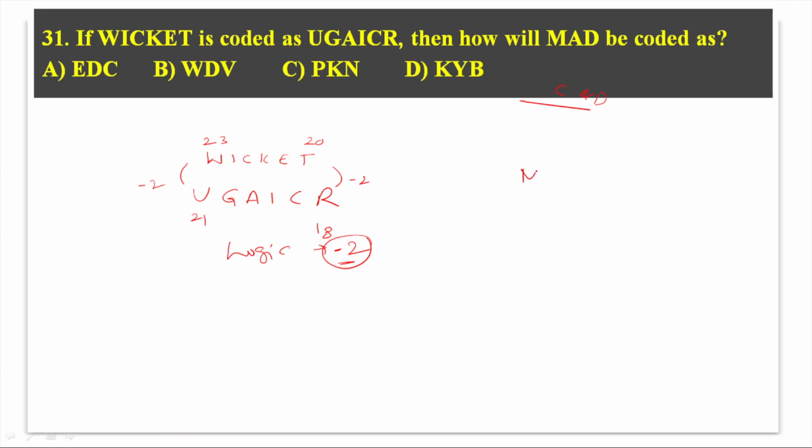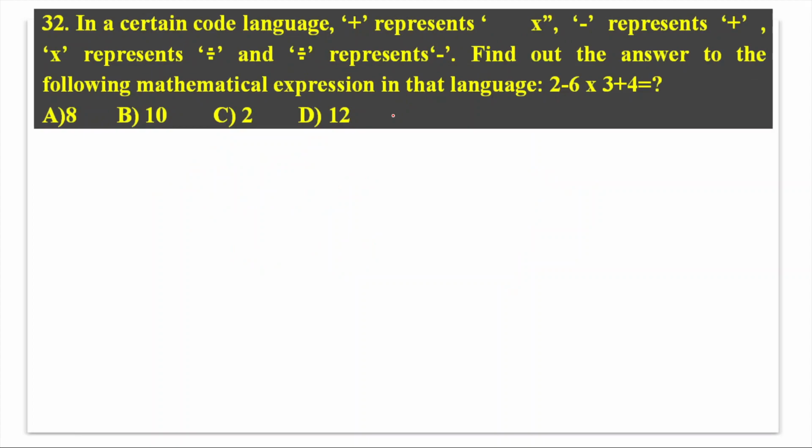So what is the code for MAD? M place value is 13, 13 minus 2 is 11, and the 11th place value is K. So the first letter in the code must be K here. It is present in only one option, so our answer is directly option D. Let us move to the next question here. And here is the next question.